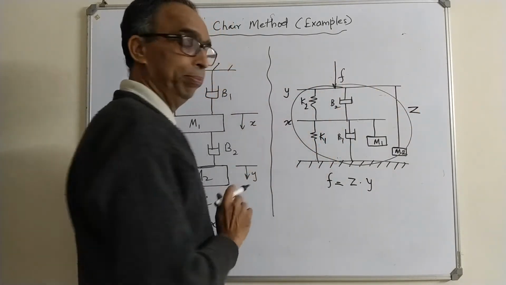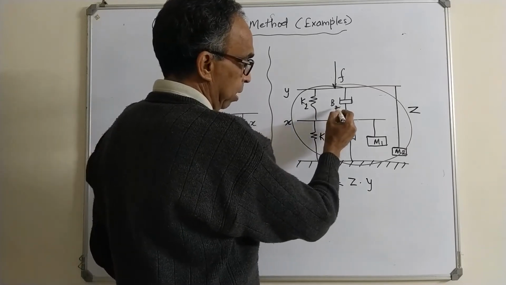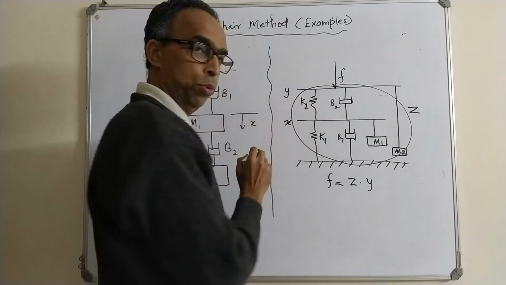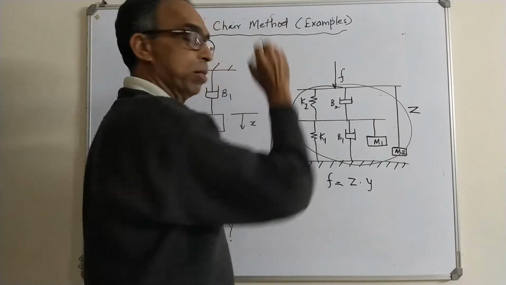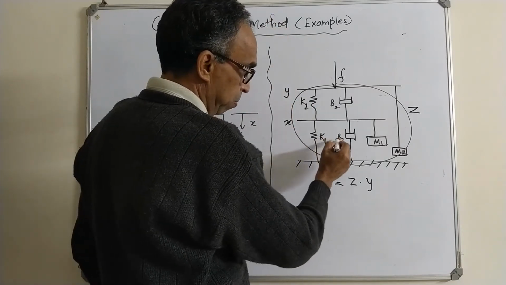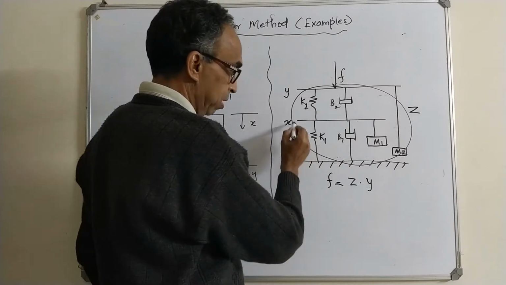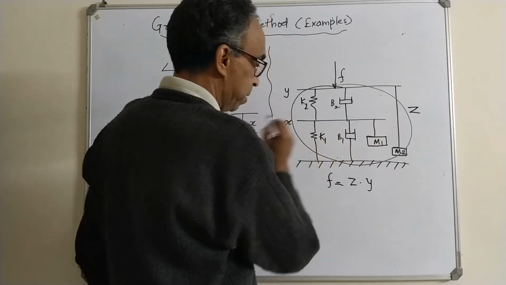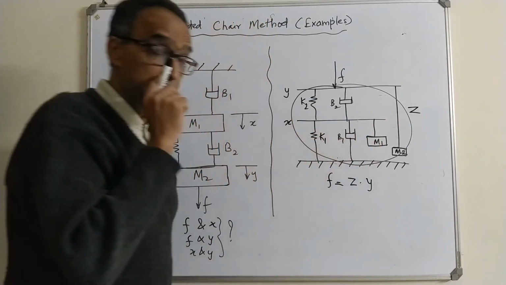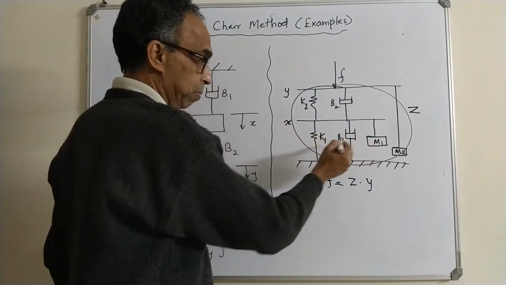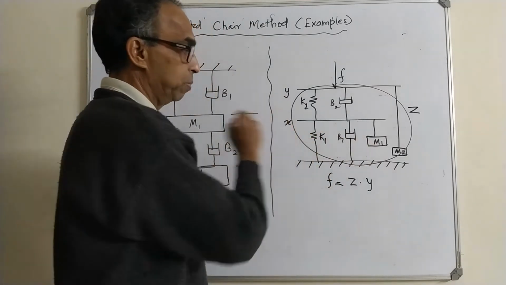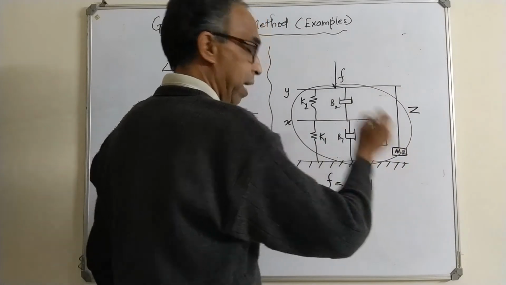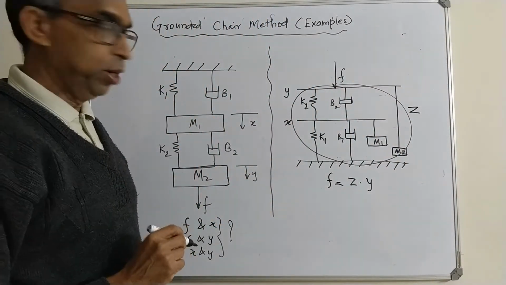Now, how do we find this overall mechanical impedance Z? Just observe here, spring K2 and damper B2 are sharing the same displacement Y. So K2 and B2 are in series because they share the same displacement. Similarly, K1, B1 and M1 are sharing the same displacement X. So all three components are in series. M1 is experiencing X, B1 is experiencing X and K1 is experiencing X. And M2 is between Y and ground, so that is independent.